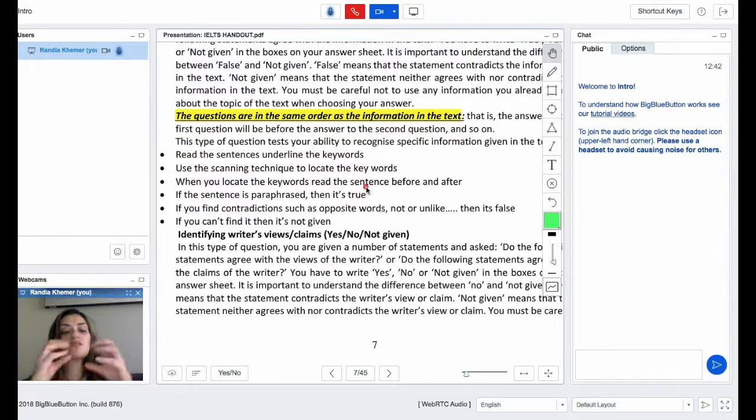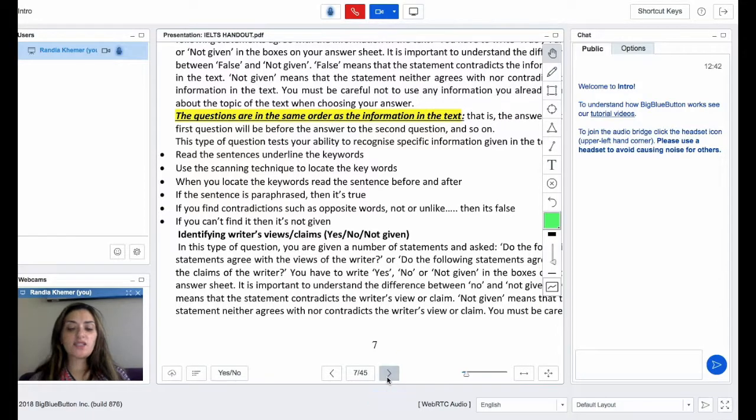Okay? Once you find the keywords that do not change, read the sentence itself, the sentence after, below, or maybe the sentence above if you cannot find the answer in this sentence. Then afterwards, look for the keywords. The words are going to be paraphrased. They're not going to be exactly the same. If you find the exact same words, that means that this is a trick.